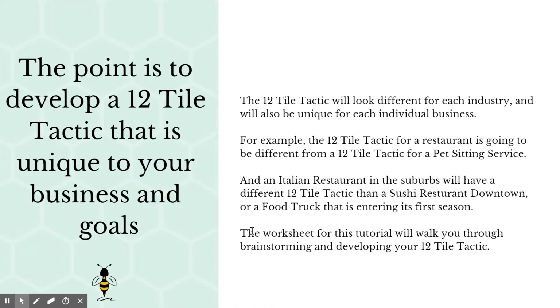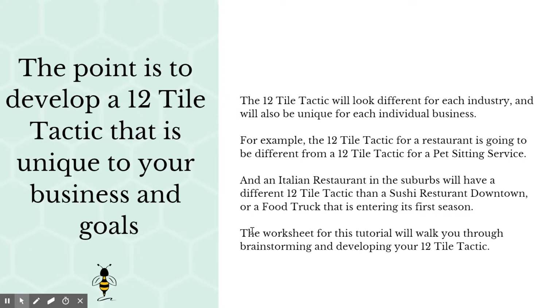The point is to develop a 12 tile tactic that is unique to you and your business goals. The 12 tile tactic will look different for each industry and will also be unique for each individual business. So for example, the 12 tile tactic for a restaurant is going to be different from the tactic for a pet sitting service. But even within the same industry, an Italian restaurant in the suburbs will have a different tactic than a sushi restaurant downtown or a food truck that is just entering its first season.